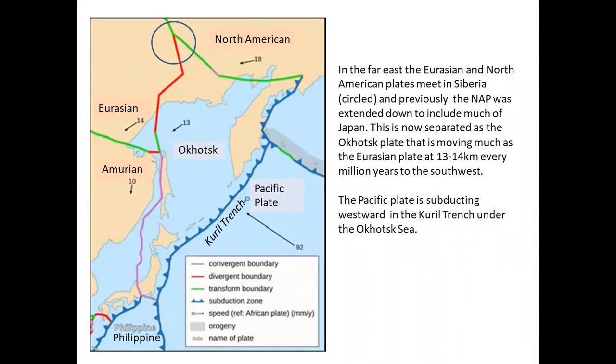Did I read this? In the Far East, the Eurasian and North American plates meet in Siberia, which is circled. And previously, North American Plate was extended down to include much of Japan. The Pacific Plate is subducting westward in the Kuril Trench underneath the Okhotsk Sea.